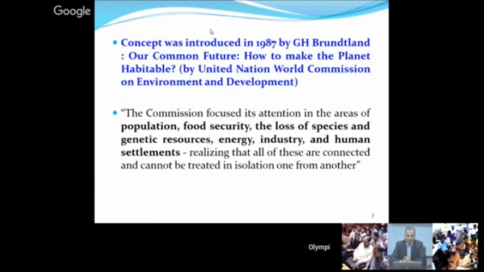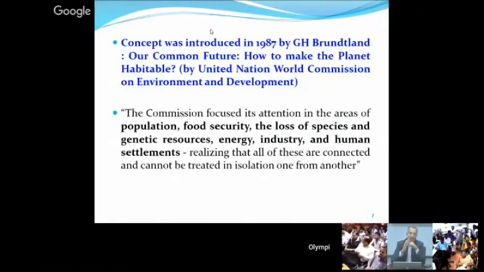So what is that concept? The concept was introduced in 1987, and it is also known as the G.H. Brundtland report. Who was G.H. Brundtland? I will tell you just now. And the title of the report was Our Common Future: How to Make the Planet Habitable. This was the title of the report.